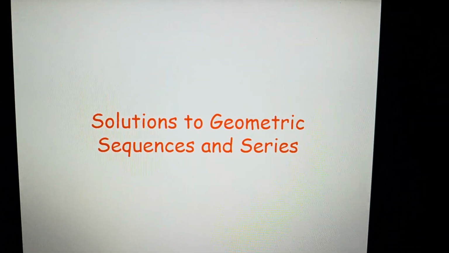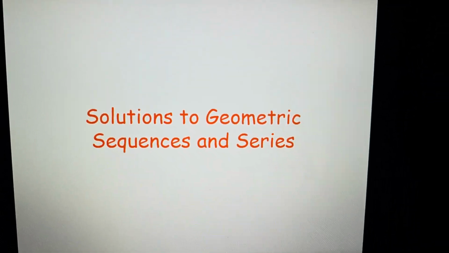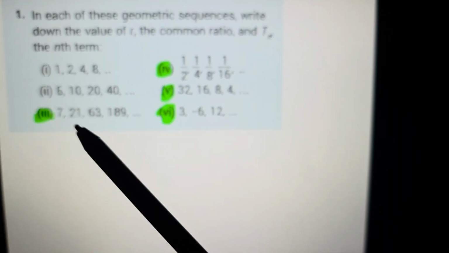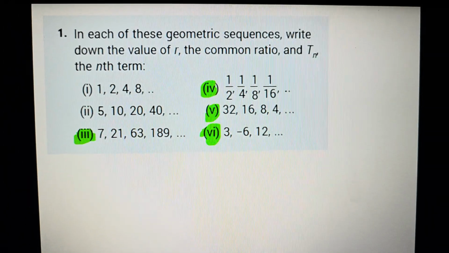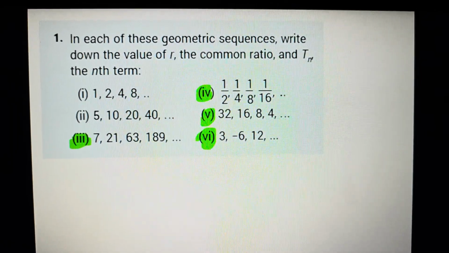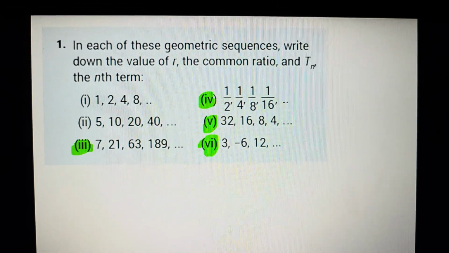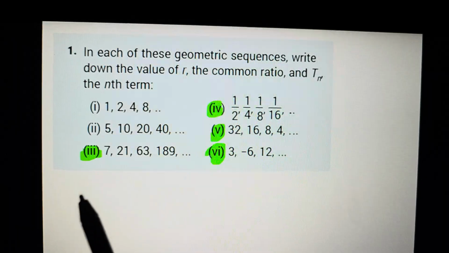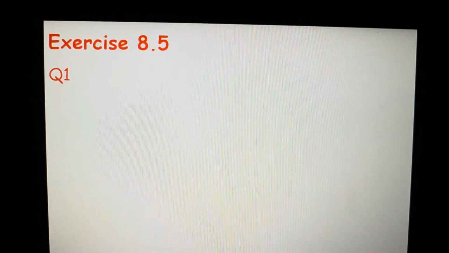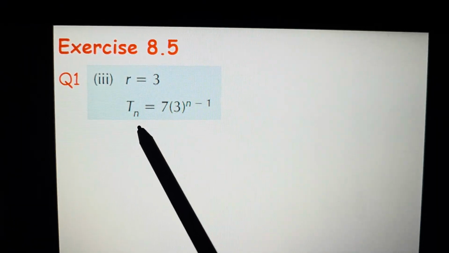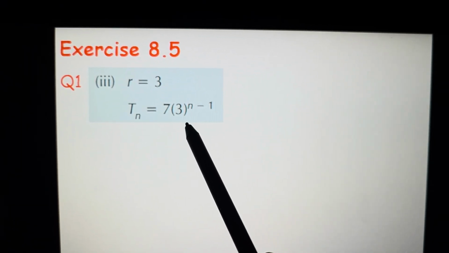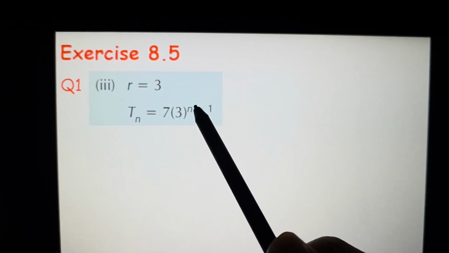Right, we're looking at the solutions to geometric sequences and series. So question 1, part 3. In each of these geometric series or sequences, write down the value of r, the common ratio, and the nth term. Okay, so first one, part 3. Common ratio is 3. The T of n formula is a(r)^(n-1).